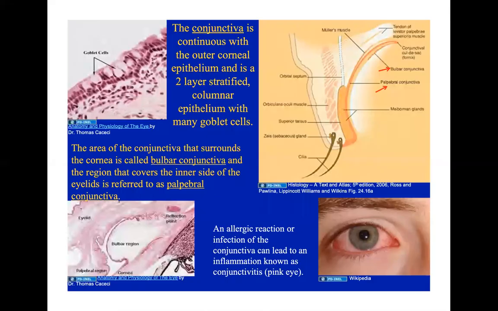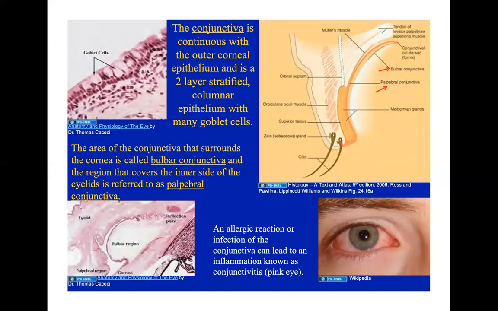Now, from the coats of the eye, we go to some accessory structures. Now, we look at the conjunctiva. So the conjunctiva is continuous with your cornea and your sclera. There are actually two types of conjunctiva. This one here is your bulbar conjunctiva, and this one here, in the innermost aspect of the eyelid, is your palpebral conjunctiva.